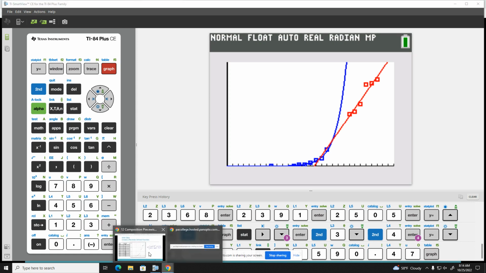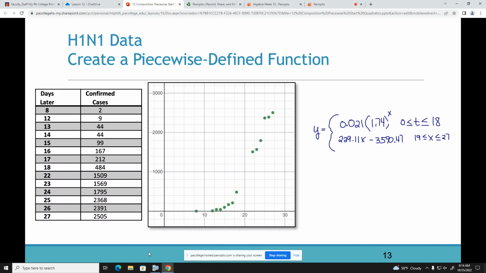So this problem walked you through that process of creating a piecewise defined function where you're going to put in a smaller set of the data and create a function for that, and then put in the second set of data, which can be done in lists 3 and 4, or you can replace the data that you have in list 1 and 2 to get that second regression equation.